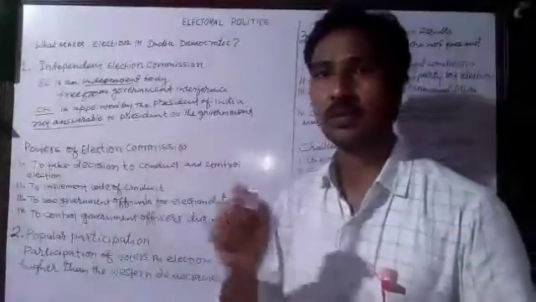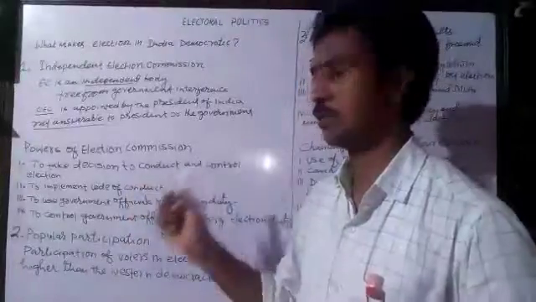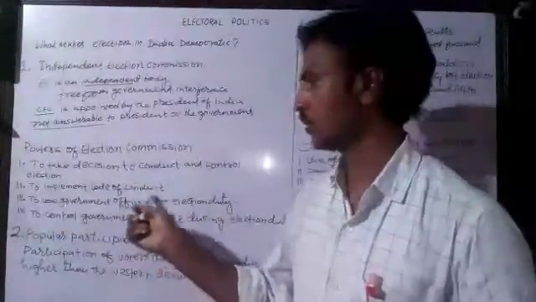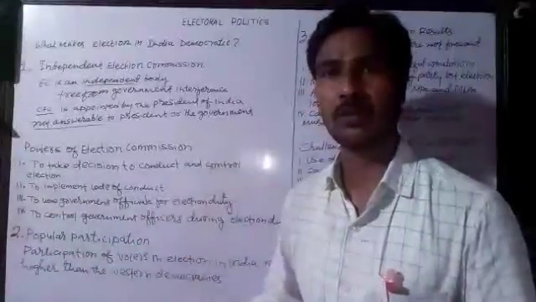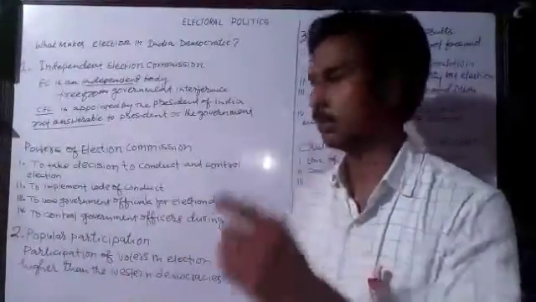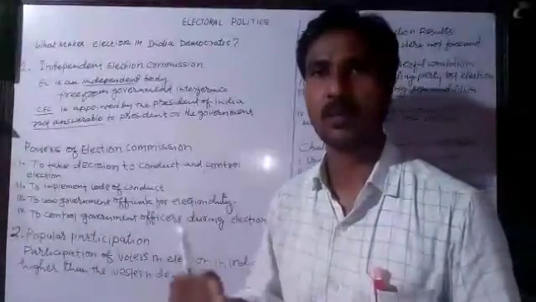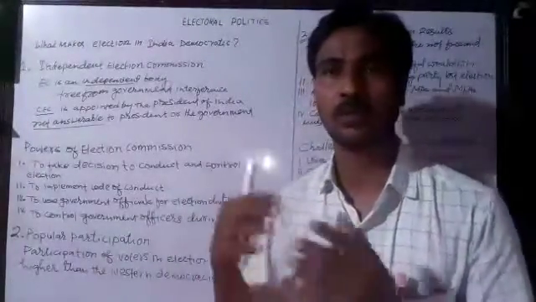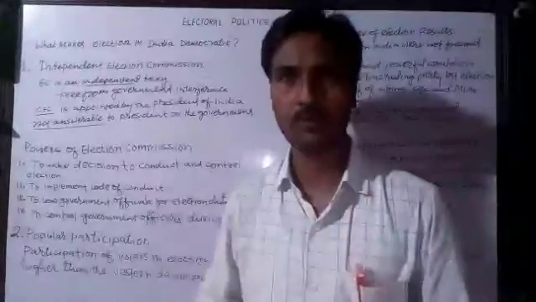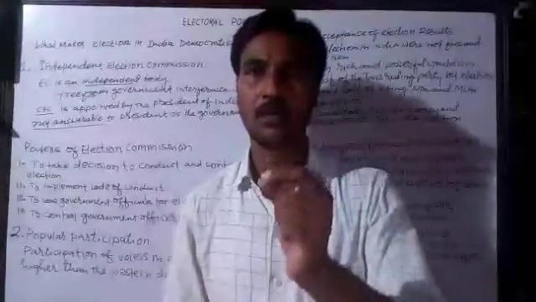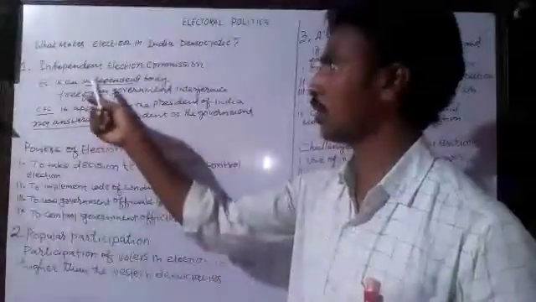First, to take the decisions to conduct and control the election, and make the laws, rules and regulations for the election. Number two, use government officers for election duty. And fourth, to control those government officers during the time of election. During the time of election, those government officers working on election duty are not under the control of the government, but under the control of the election commission. So these are the powers of the election commission.